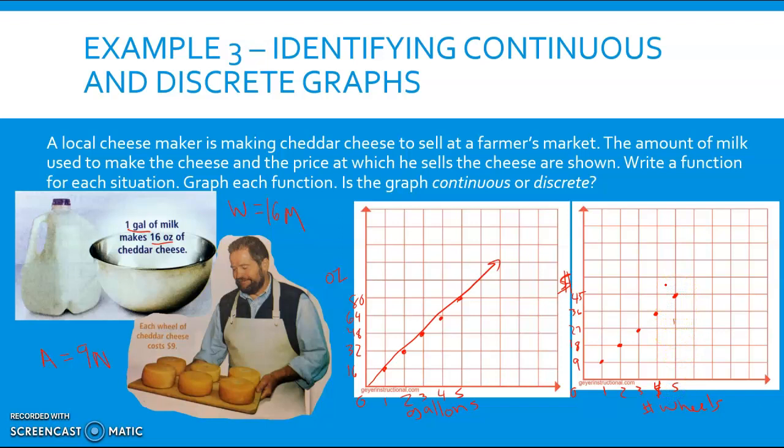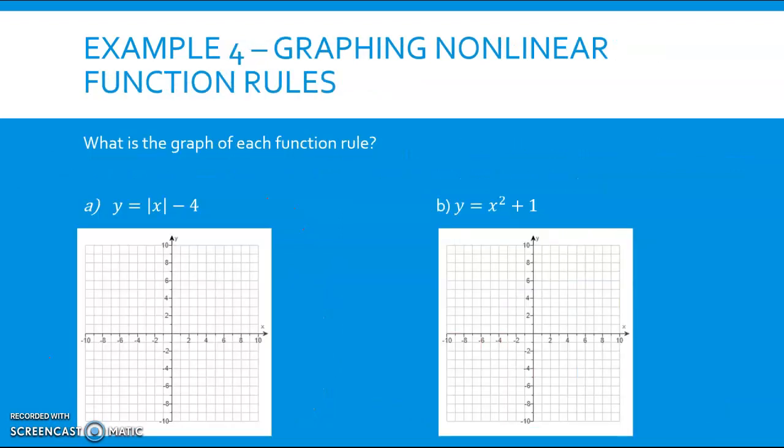45. So that's a discrete function. The first one's continuous, the second one's discrete because you can't sell pieces of a wheel of cheese. Alright, the graph of each function rule.